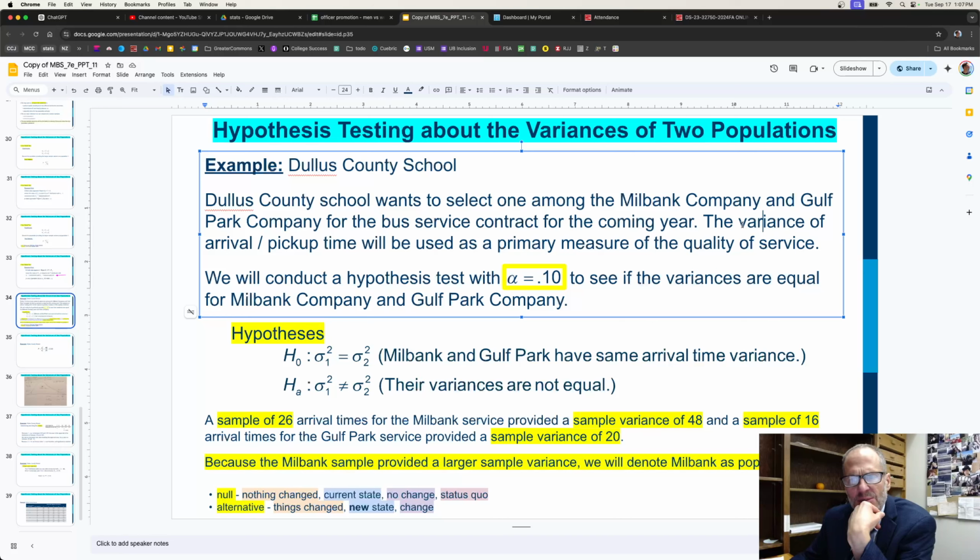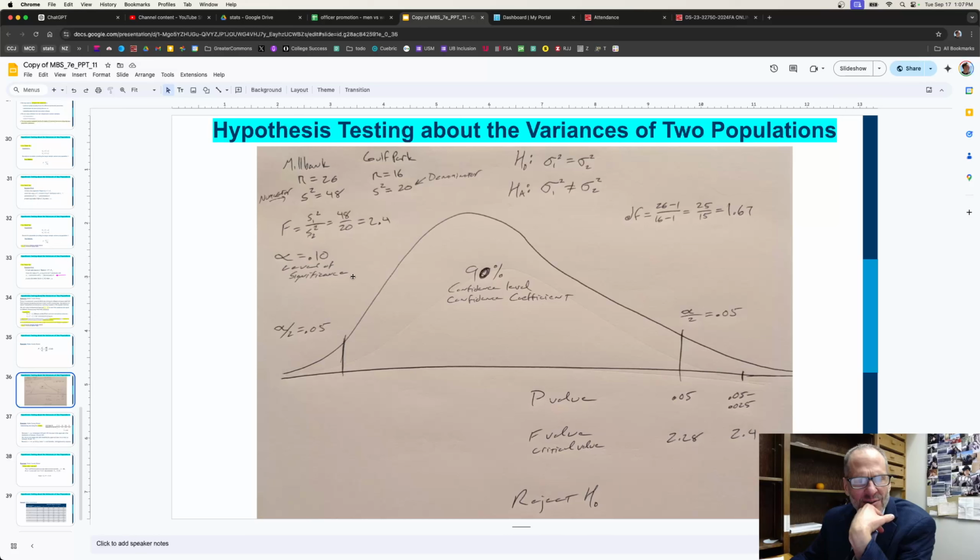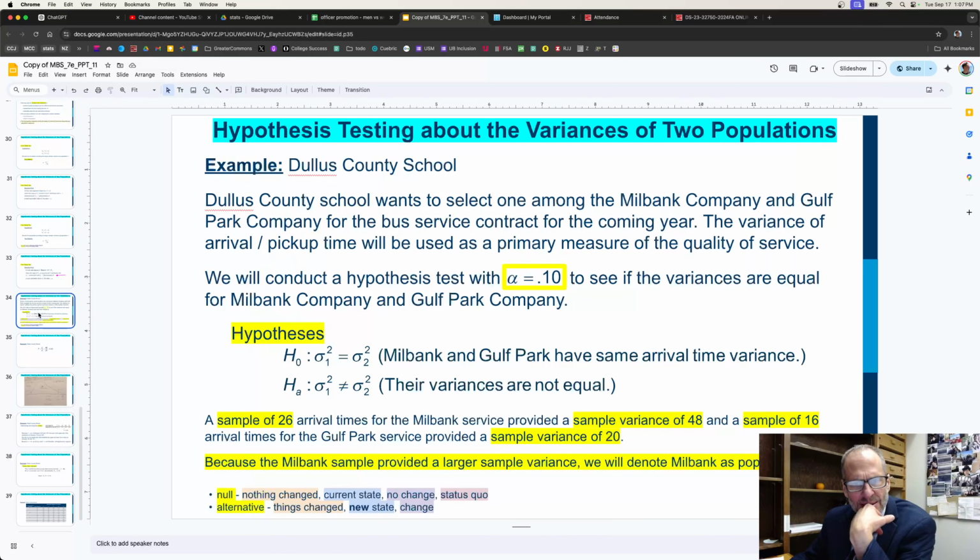All right, the variance of arrival pickup time will be used as the primary measure of the quality of service, because as students are waiting to be picked up, or as students need to get to school on time, they don't want those times to vary very much. And it'll be a hypothesis test with alpha equal to 0.01. So that will be your level of significance. Your alpha is 0.01, which means your confidence coefficient will be 0.9 or 90%.